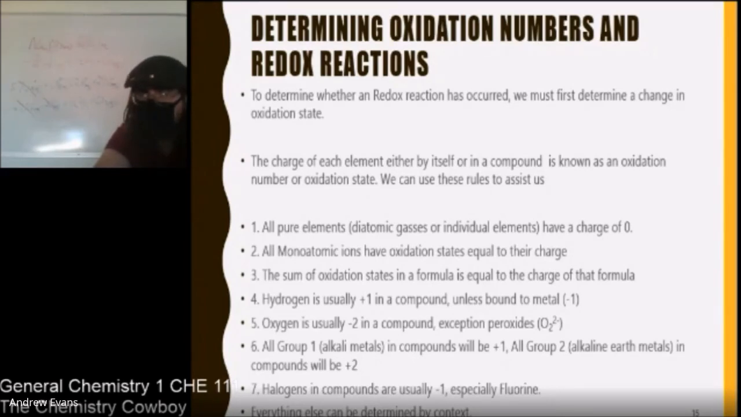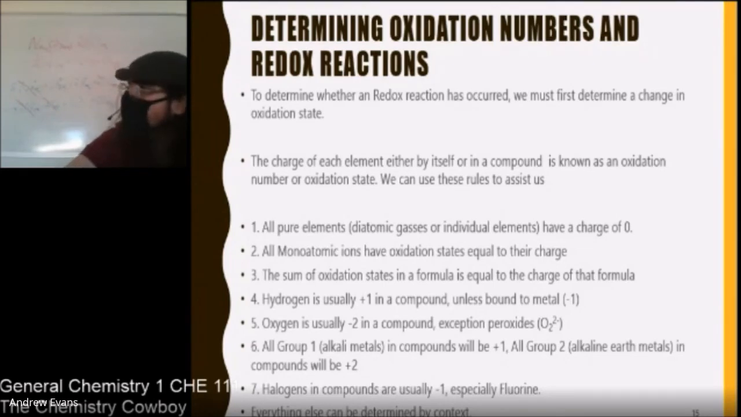The sum of the oxidation states in a formula is equal to the charge of that formula. So if I had iron chloride and it's neutral, the sum of iron and the sum of chloride must be equal to 0. So we have to figure out what is the charge of iron and the charge of chloride, knowing that those summed up equal 0. So we've got a couple other rules.